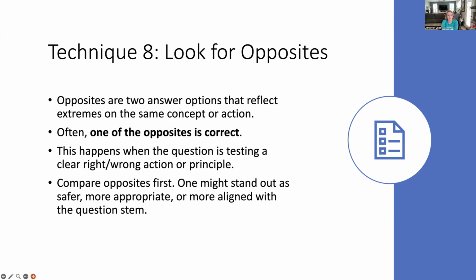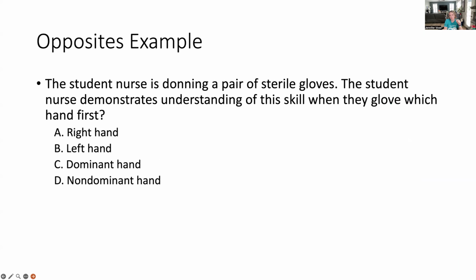This happens when the question is testing a clear right and wrong action or principle. So we want to compare those opposites first. One may stand out as safer, more appropriate, or more aligned with the question stem. Now you'll see in this case, the question that I chose is related to a skill. There's only one right answer here.